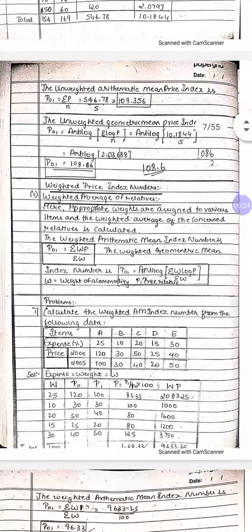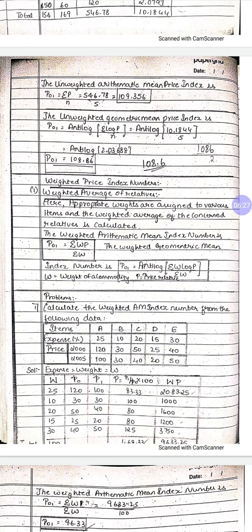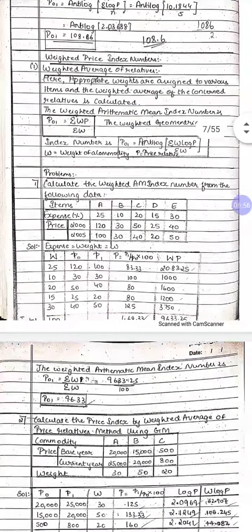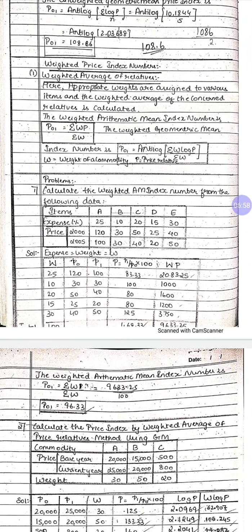Next, your weighted aggregative price index, where the weight of the arithmetic mean index is there: P01 equals sigma WP divided by sigma W. Weight will be given, for example your expenses are given, and that will always total 100. First we need to find out P, then we multiply with W. See here your first problem, how we are doing. Then we take the total, that is sigma WP divided by sigma W.